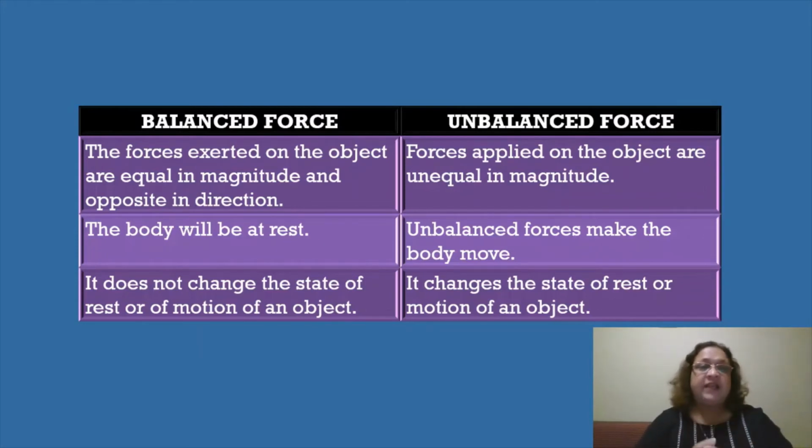Now, this is exactly what is balanced and unbalanced force. When the force is balanced on both the sides, that rope won't move. It will be at rest. It does not change to left or right, because the forces are equal in magnitude and in opposite directions. But the minute the force becomes unbalanced, it changes the state of rest or motion of that rope, because now the forces are unequal in magnitude.